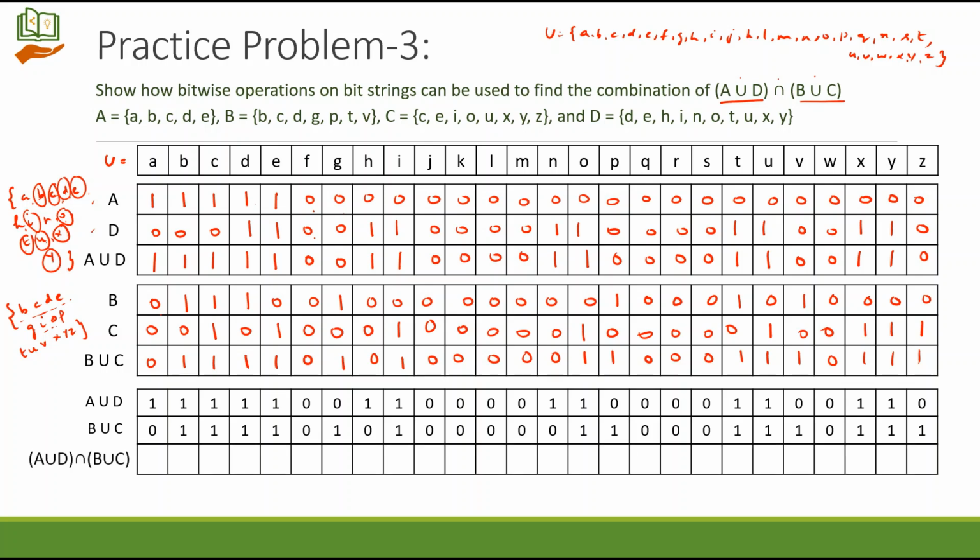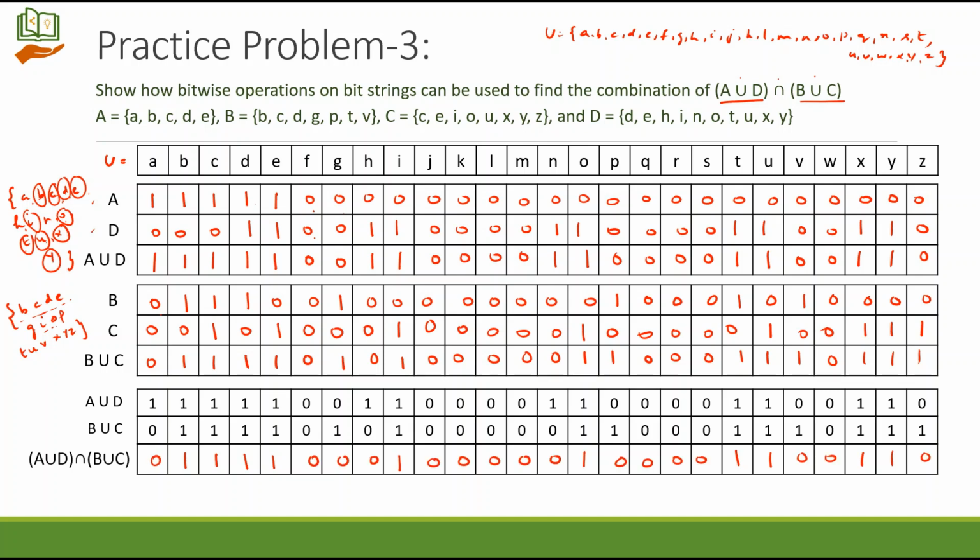Let's see the intersection now. Wherever you have 1 in both these sets, you have to give 1. So 1 and 1. So we will have 1 in the first 4 places. Then we have 1 here, 1 in these 2 places, 1 in these 2 places. The remaining places will have 0 with respect to intersection. So we will mark 0 in the other places.